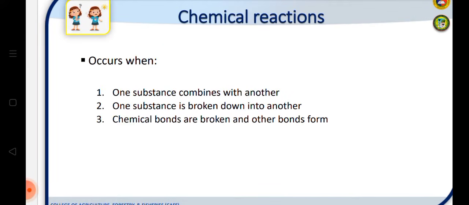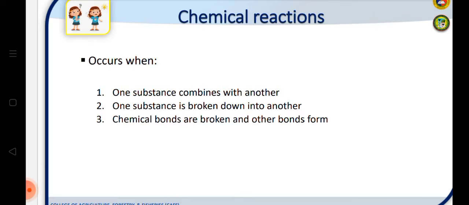Now we have chemical reactions, which occur when one substance combines with another. What do we mean by chemical reactions first? A chemical reaction is a process where substances, called reactants, are transformed into new substances called products by rearranging atoms and changing chemical bonds. Please take note of that.